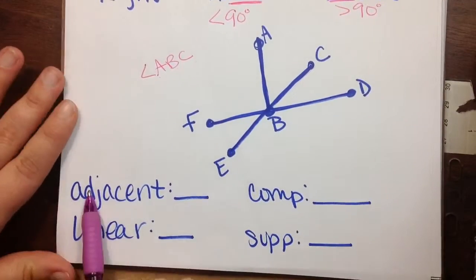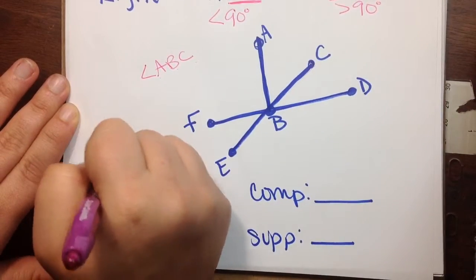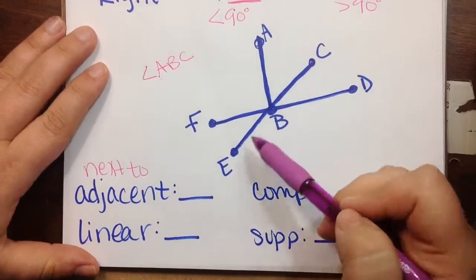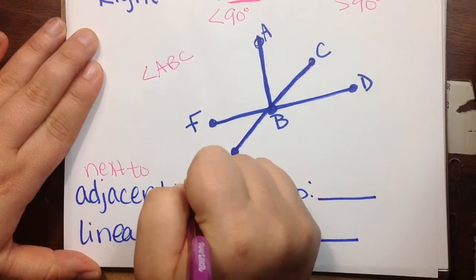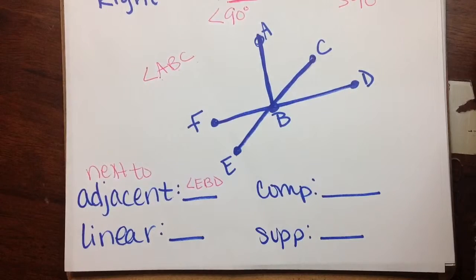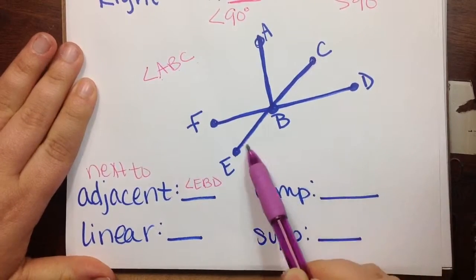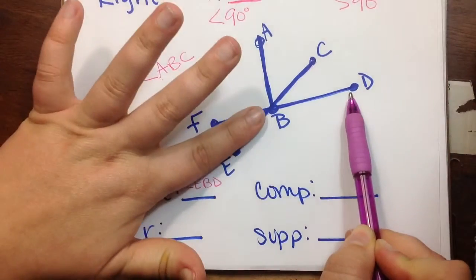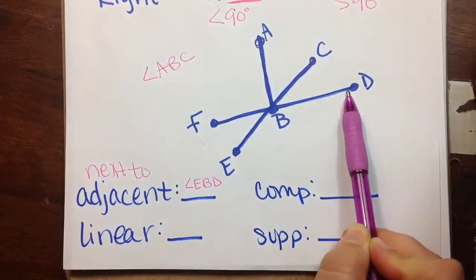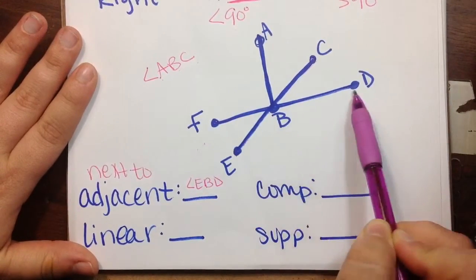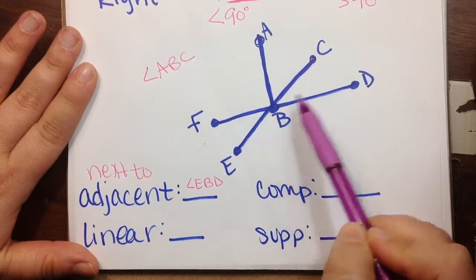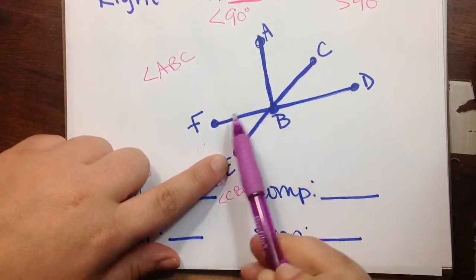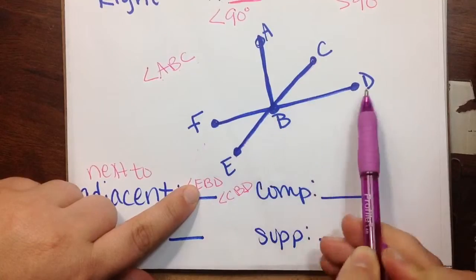Okay? So adjacent is somebody that is next to. So there's a whole bunch of them that are next to. I'm going to say EBD. So angle EBD. Okay? So that's this giant fat obtuse angle right here. EBD is adjacent to this angle on the inside or this angle on the inside. I don't care which one you pick. So I would say that EBD is adjacent to CBD. Now again, you could have said EBF is also adjacent to EBD. That would be fine too.